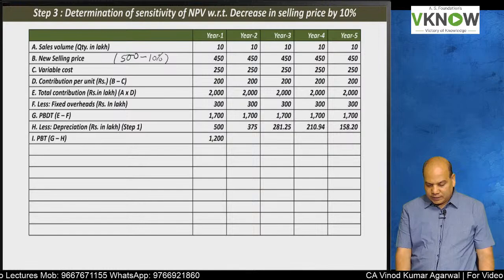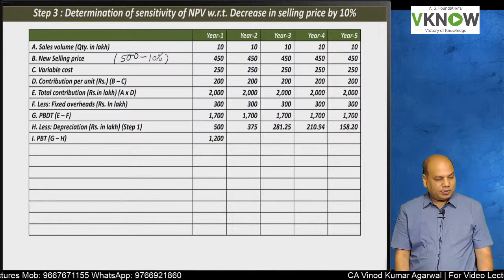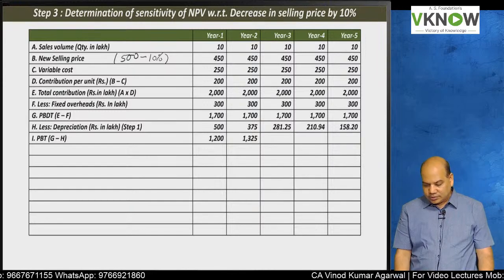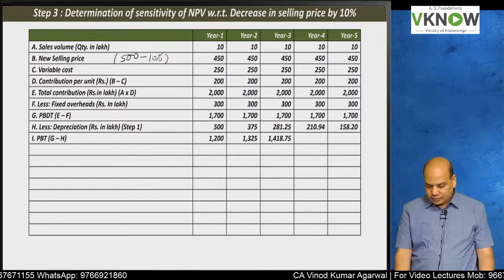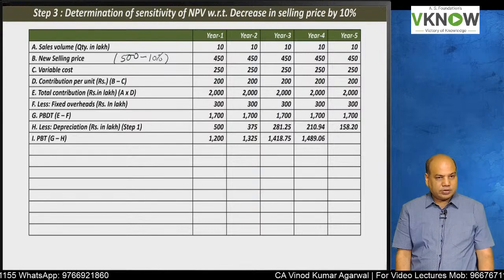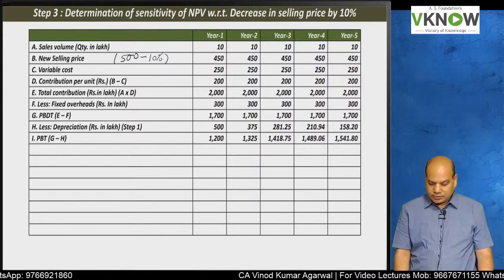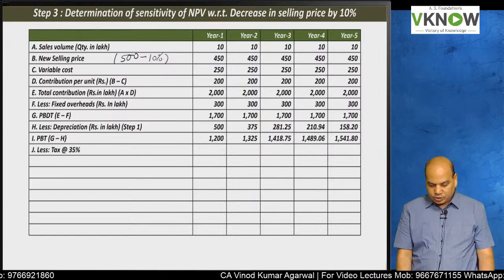After that, PBT. Calculate PBT, please, a little fast. 1200, 1325, 1418.75, 1489.06, 1541.80.